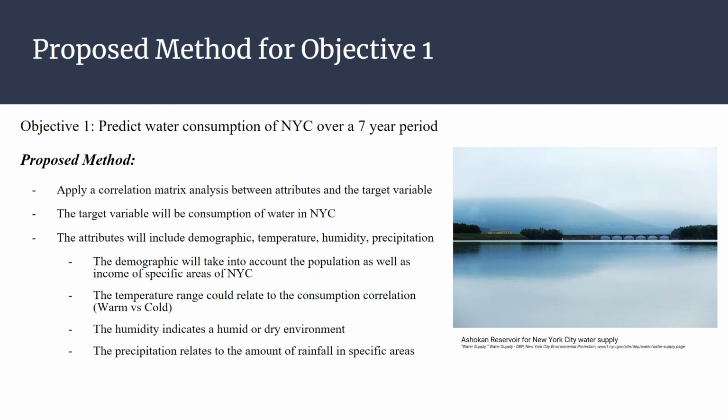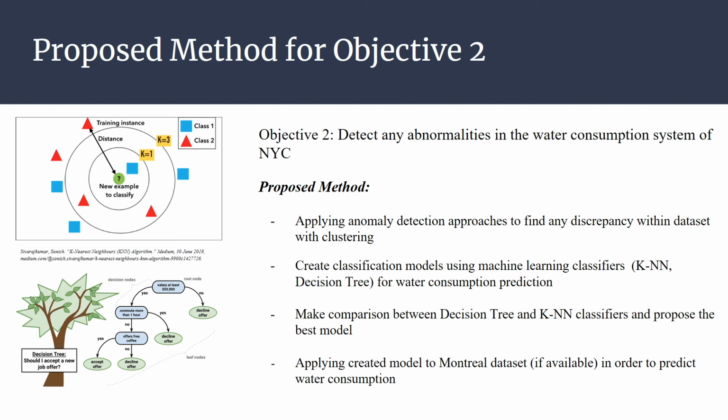The temperature range could relate to the consumption correlation, for example, warm days versus cold days. The humidity indicates if the environment is dry or humid, and the precipitation relates to the amount of rainfall in specific areas. For detecting any abnormalities in the water consumption system, we apply anomaly detection approaches such as clustering techniques in order to remove outliers from the model.